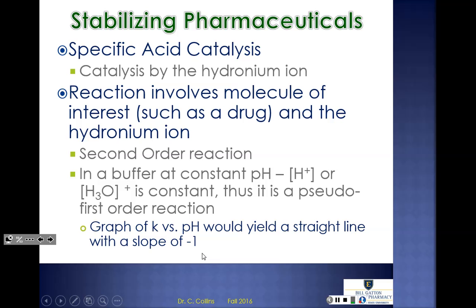This is a second order reaction. So if you're using a buffer system to try to stabilize or solubilize something or make it a little more compatible, it's still got a certain hydronium ion concentration, as well as a hydroxyl ion concentration. If you had a graph of the rate constant of the reaction, K, versus pH, it would yield a straight line with a slope of -1.